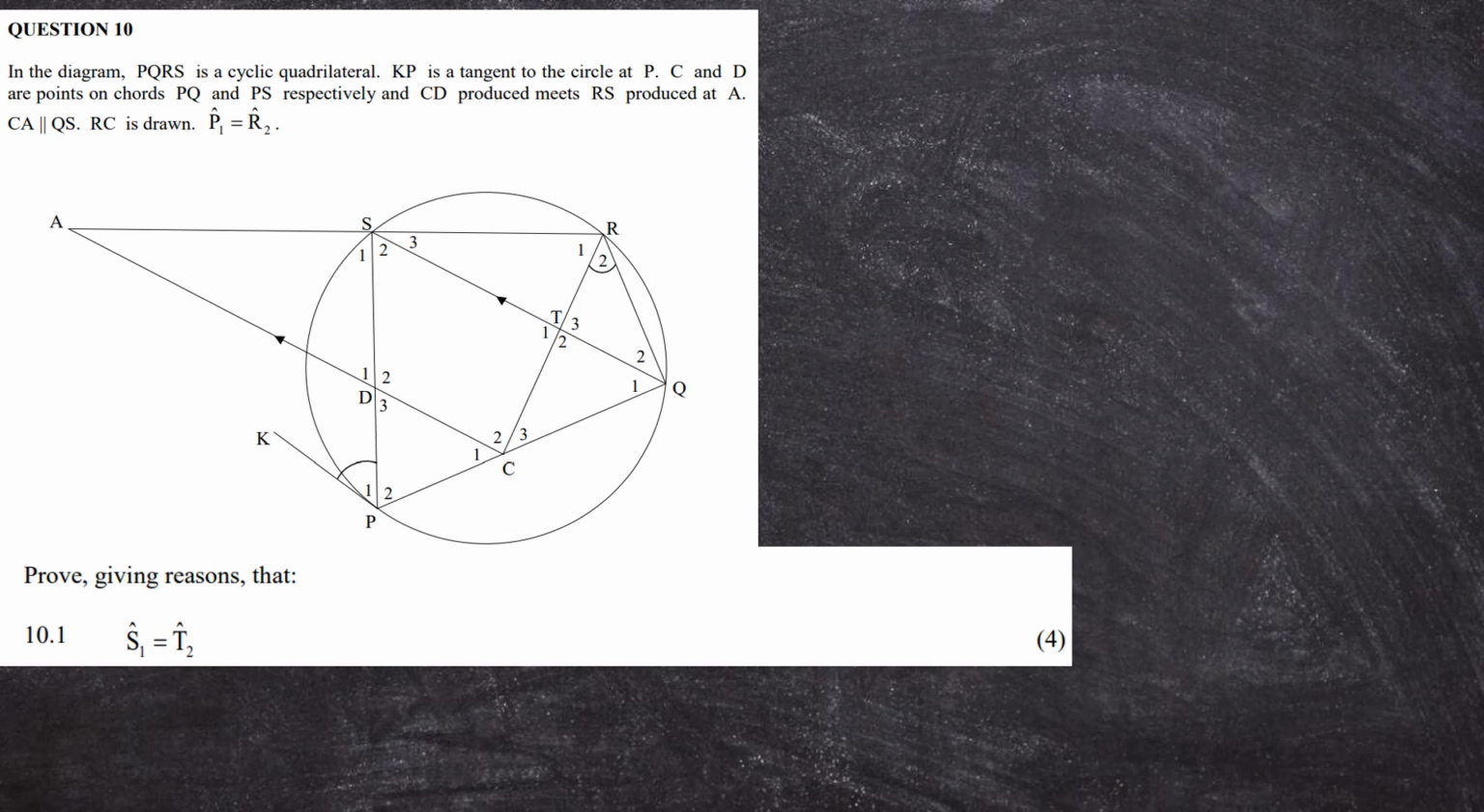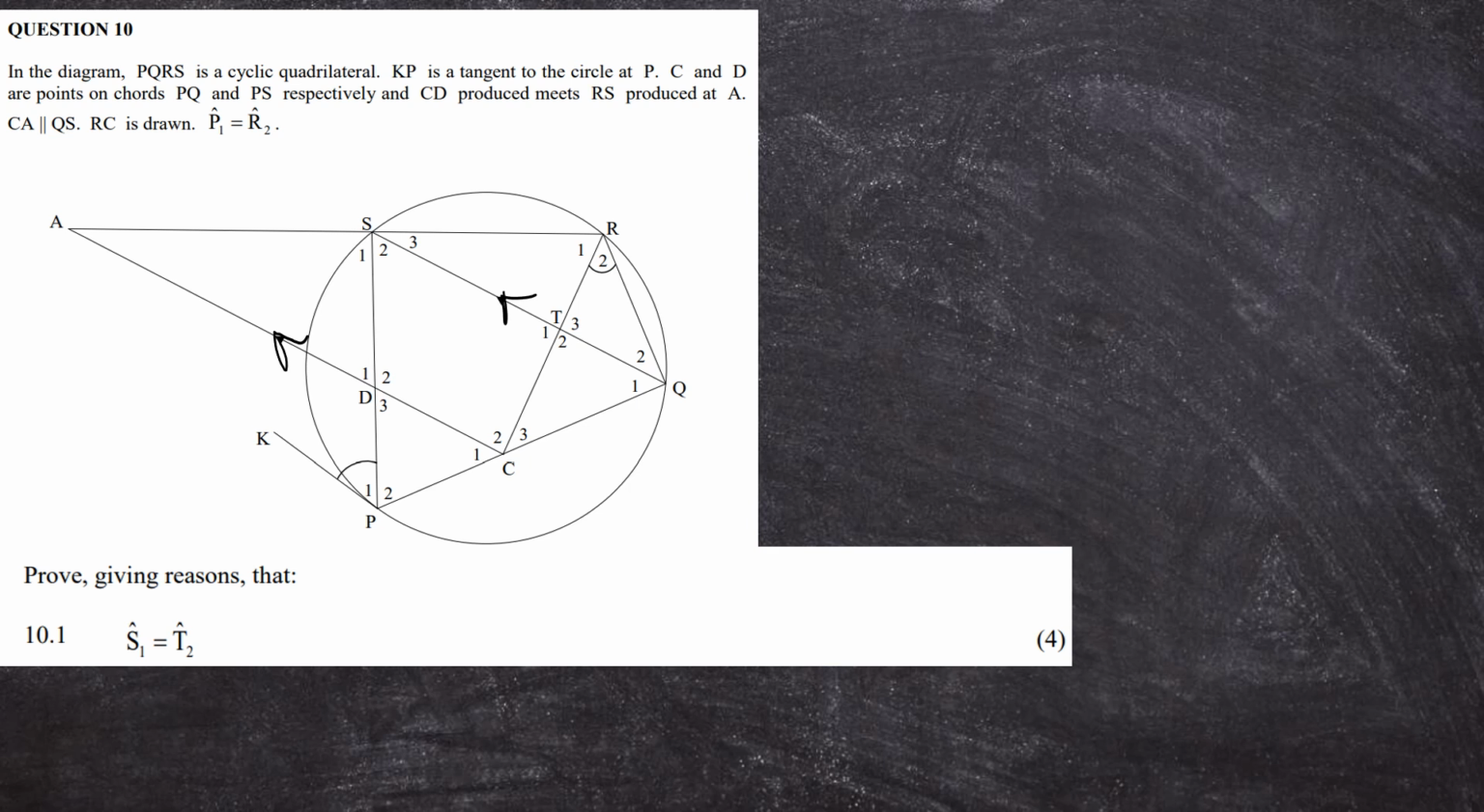Question 10, in the diagram, PQRS is a cyclic quad. KP is the tangent. P, C, and D are the points on the chord PQ and PS respectively, and CD produced meets RS produced at A. So we are also given that CA is parallel to QS, and they've indicated with those arrows that CA is parallel to QS.